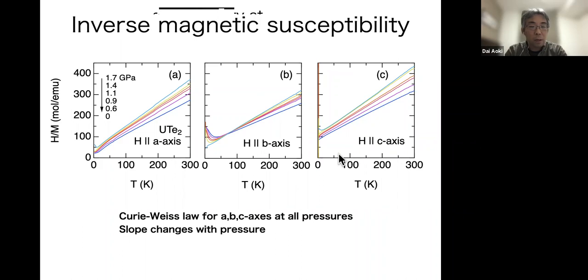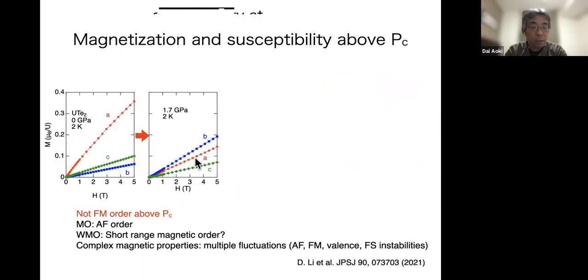And for the anisotropy above PC, this is the magnetization at zero pressure, ambient pressure, but above the critical pressure, 1.7 GPa, the anisotropy is drastically changing. The A-axis is rapidly decreased, something like this. From this we can say that it's not ferromagnetic. There is no ferromagnetic order.